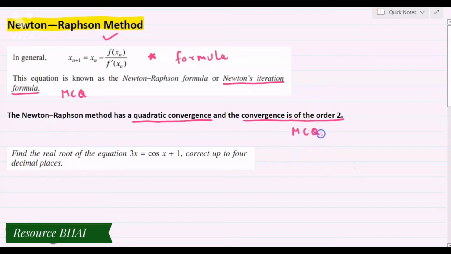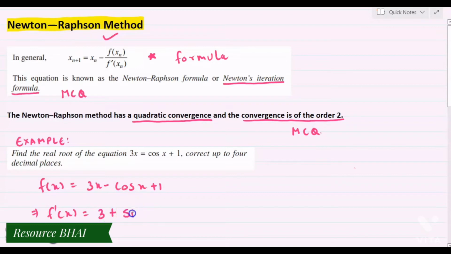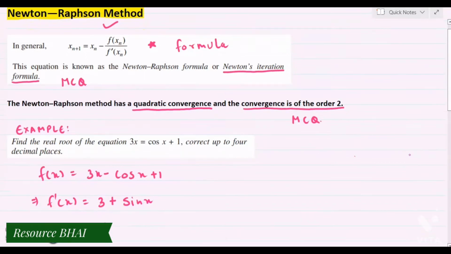Let us consider an example to understand the concept thoroughly. This is the example. The function is 3x minus cos x minus 1. What you have to do is take everything to one side. Fine. Then you are supposed to solve. Then we need to find its derivative. It will be nothing but 3 plus sin x, since the derivative of cos x is minus sin x, and the derivative of a constant is 0. So this will be the derivative.